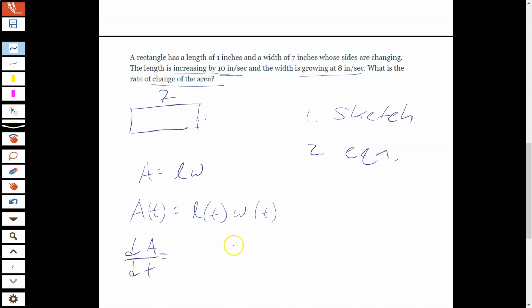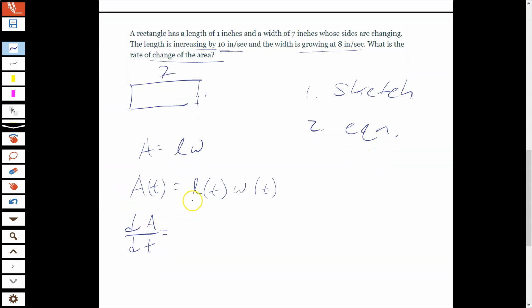The derivative of L of t, well, hold up. So I'm multiplying here, right? So if I'm multiplying, I need to use the product rule. So I'll say L of t times dw/dt plus w of t times dL/dt. So that was product rule because it's f times g prime plus g times f prime, right?